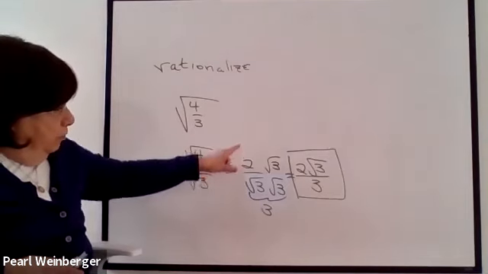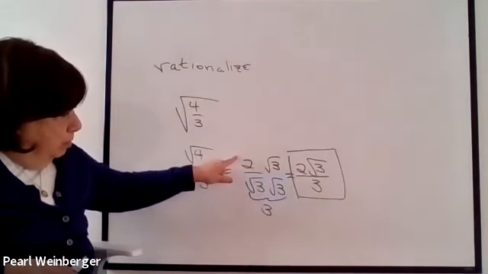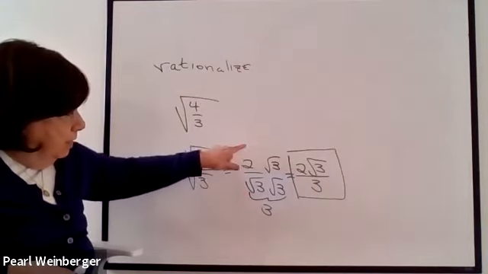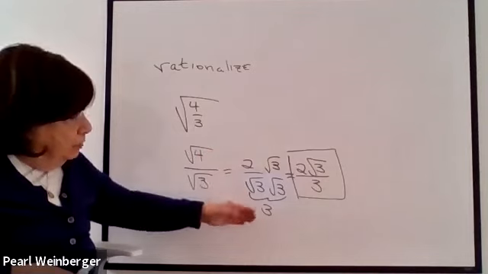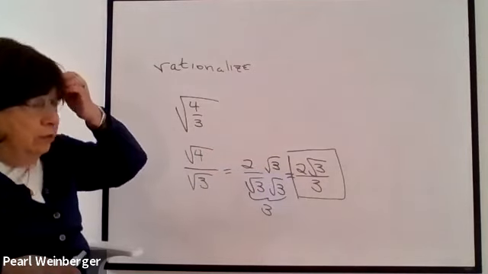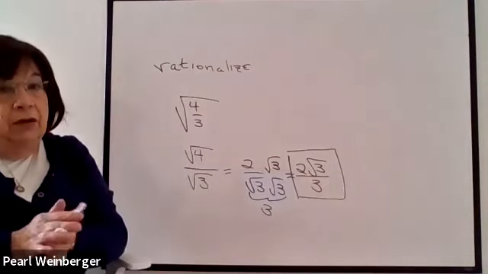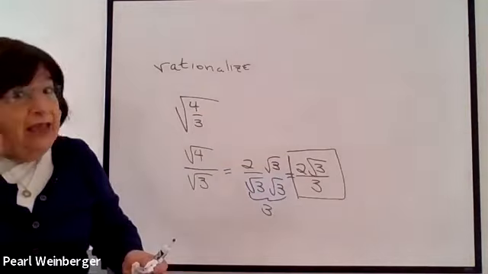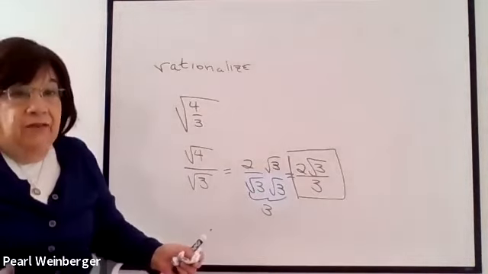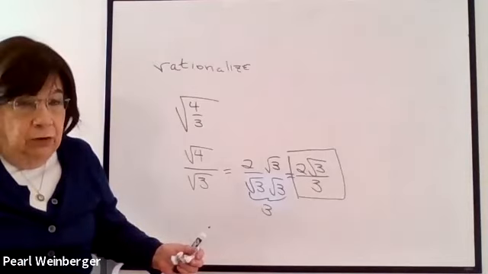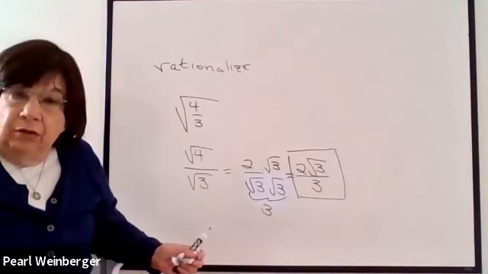Notice, before I did that, I had the 2 alone in the numerator and the square root of 3 in the denominator. And by working this out, I ended up with a radical in the numerator, but that's fine. It has to do with when you're adding fractions. If you had to add these fractions, you'd have to have a common denominator. And it's very hard to find a common denominator with a radical in it.